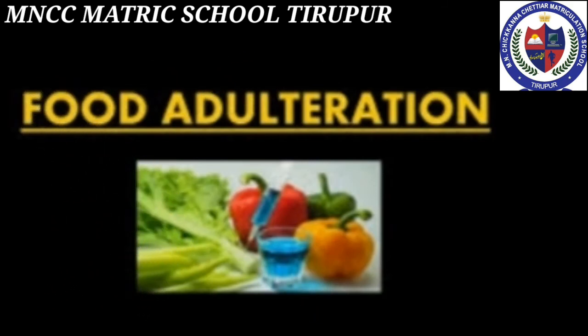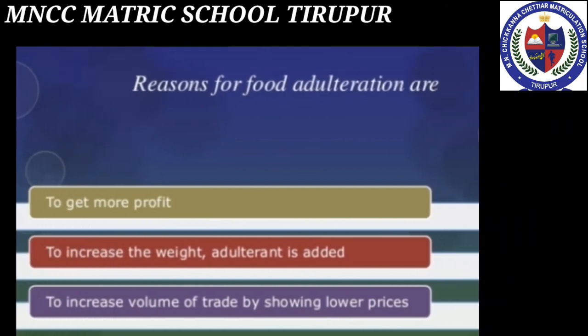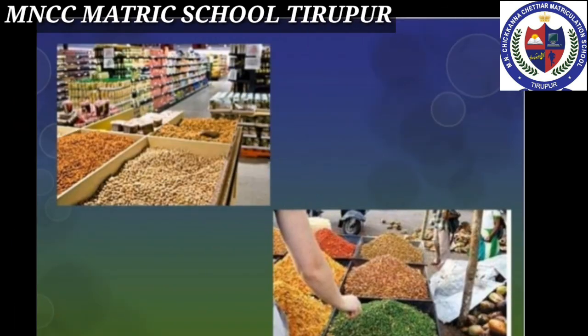Now we are at the end of our session. Our last topic is food adulteration. Food adulteration means non-nutritious substances which are added to the food, generally in small quantity to improve its appearance, flavor, texture or storage properties. Some important reasons for food adulteration are to get more profit, to increase the weight, and to increase volume of trade by showing lower prices. Things that we buy in the market are mixed with harmful and unwanted substances. Food can also get adulterated due to carelessness or lack of proper handling.